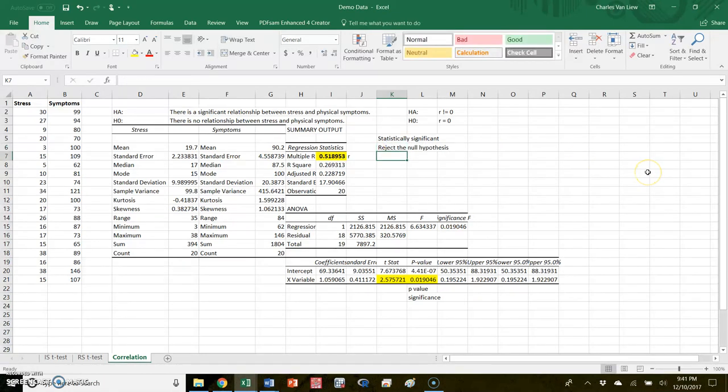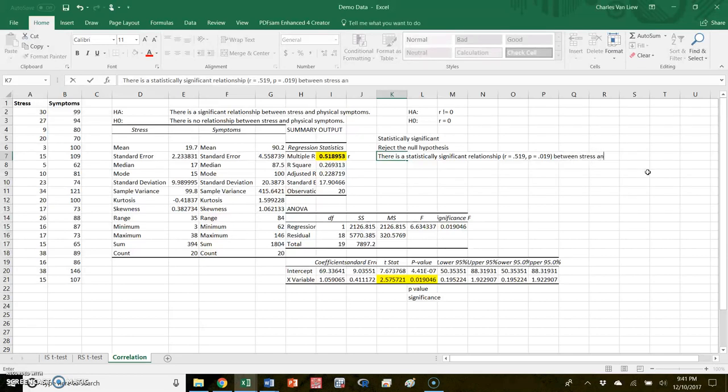With respect to the study we conducted here, we would say there is a statistically significant relationship, r equals 0.519, p equals 0.019, between stress and physical symptoms. That would be the finding from the analysis that we conducted. All right, so hopefully that helps you understand a little bit of how to do the test of correlation and the hypotheses that go with it in Excel.